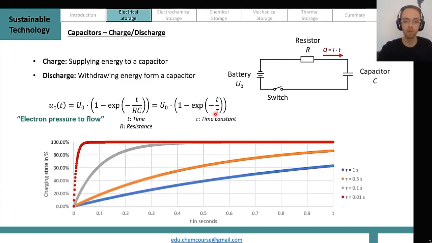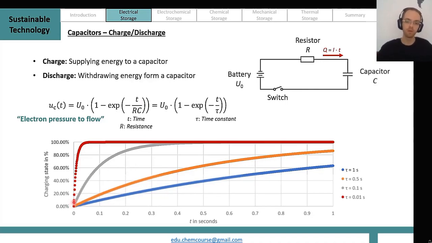We can have a look at this in more practice. Here in this graph, you see the charging state in percent on the y-axis and the time you charge on the x-axis. You now see that for low time constants, so for tau equals 0.01 seconds, you will charge up to high charging states very quickly. And the bigger your time constant gets, the more time it will need to fully charge the system.